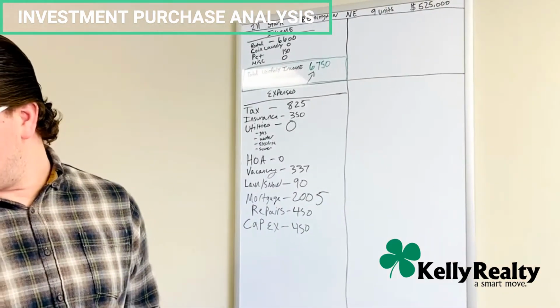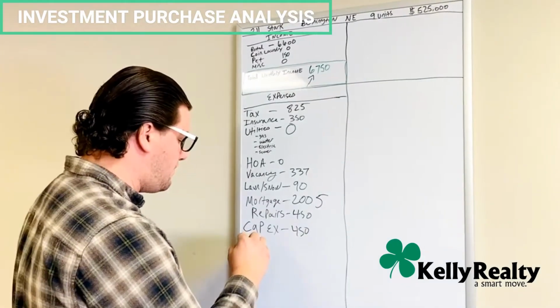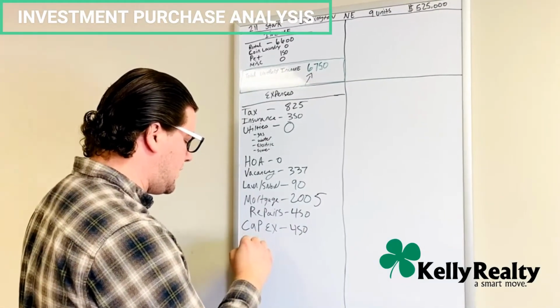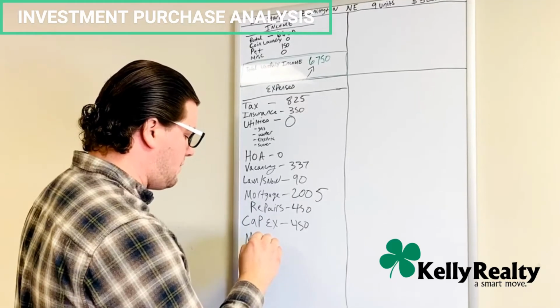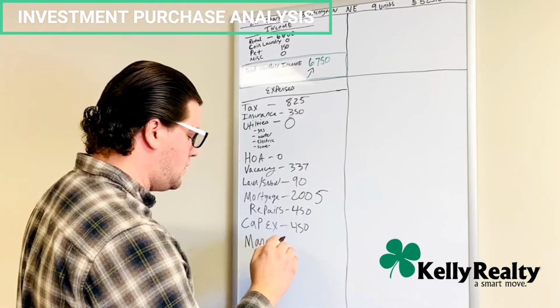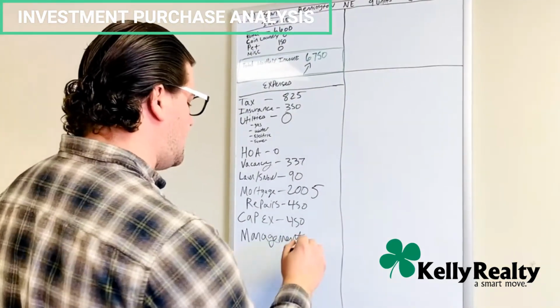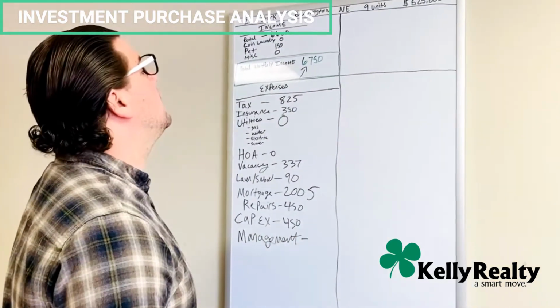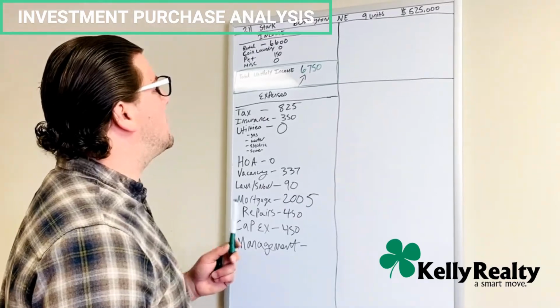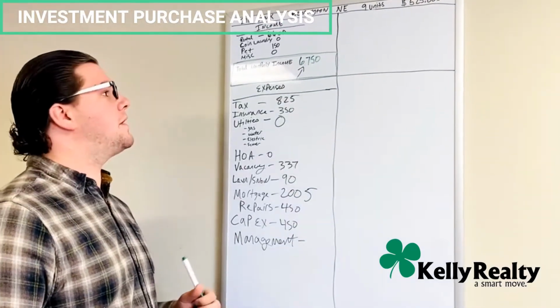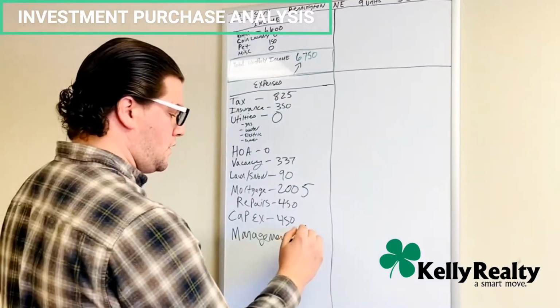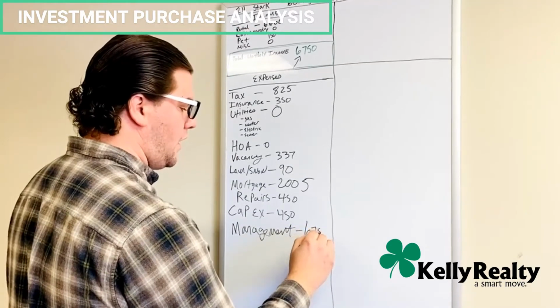And lastly, the last expense that you should consider is property management. So if you pay for a property manager to manage your property for you, in our market, it's typically about 10% of the monthly income, so $675.